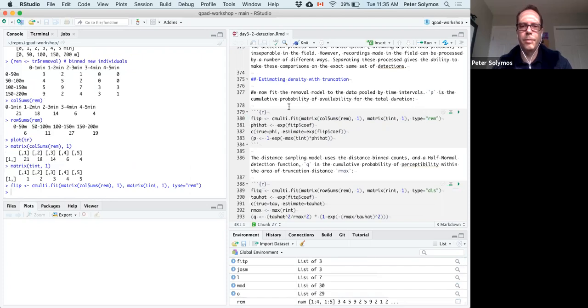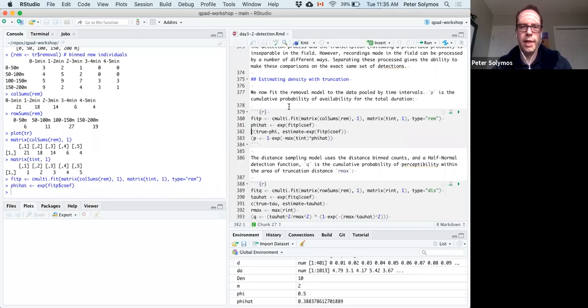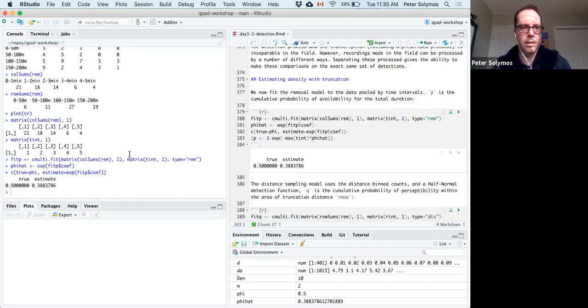So we get that simple estimate, and phi hat is going to be our estimate for singing rate. Let's see how close we are. We used 0.5, it is 0.38. Not too bad, but it is also not perfect. So based on this, we can estimate this P, probability of availability, using the logic from before.